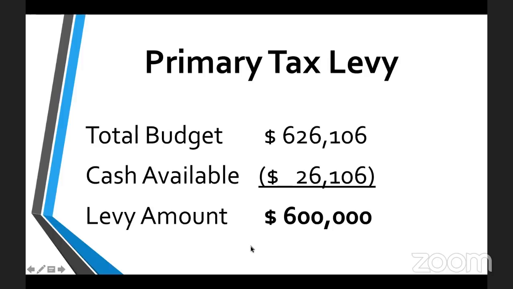Back in 2017 was the last year that we levied this tax. And we have a remaining balance in this fund of $26,106. So we subtract that from the budget amount we need. And so we would need to levy $600,000. And that's the same amount that we levied back in 2017. Next slide, please.